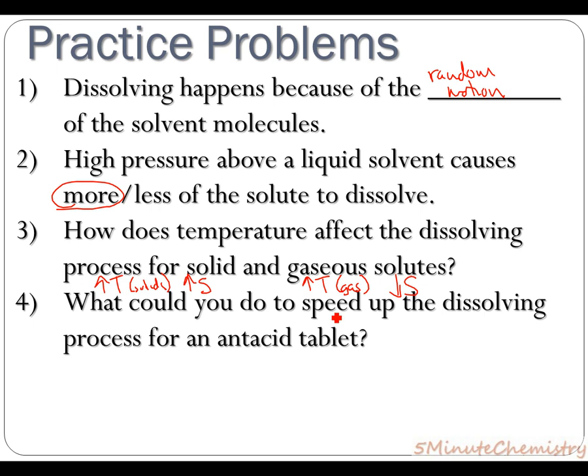What could you do to speed up the dissolving process for an antacid tablet? You could cut it or grind it. I think the most effective way would be grinding it, because then you're going to have a very fine powder that has a very high surface area. That's what you have to consider. We want to increase the surface area.